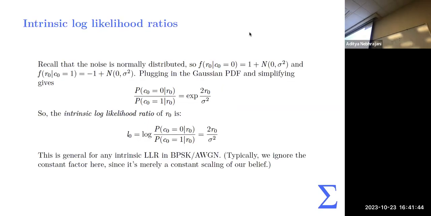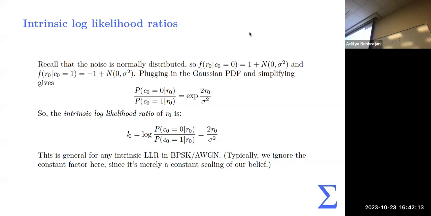We can prove this very quickly. Recall that the noise is normally distributed. So this distribution is actually just 1 plus the noise, a normal distribution with a mean of 0 and a variance of sigma squared. And this one is -1 plus that. Plugging all of this into the Gaussian probability density function and simplifying gives you this. You can think about why that is, but lots of stuff cancels out, and eventually you just get this.